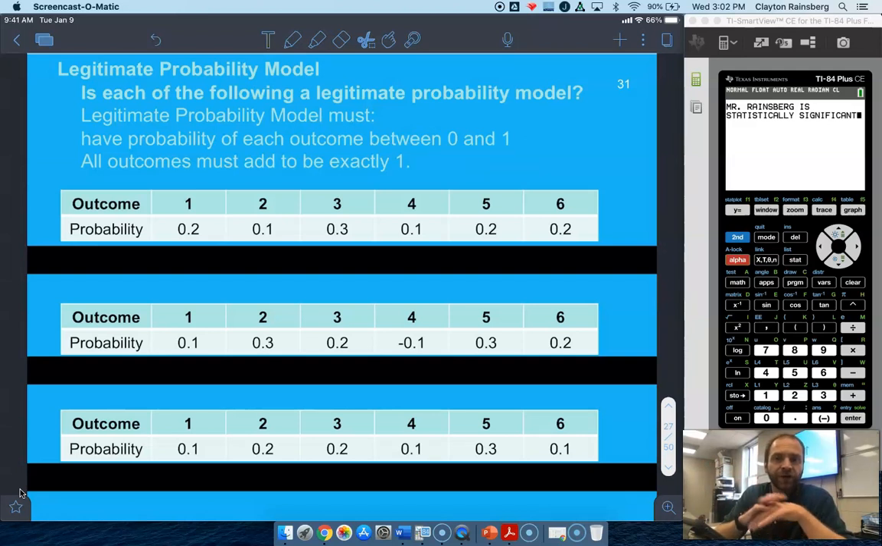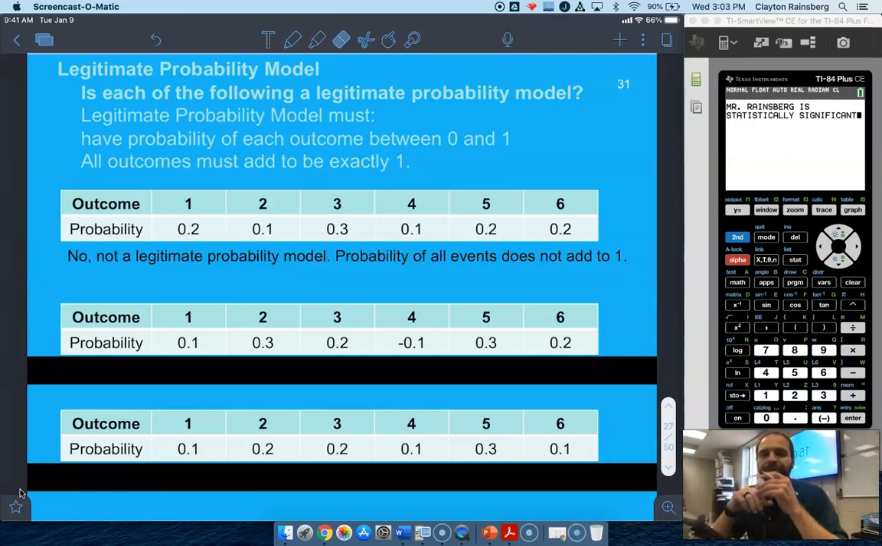I also want to make sure all those probabilities are between 0 and 1. So if I do the latter one first, all those probabilities are between 0 and 1. So that is checked off. Do they add to 1? Well, if I do the mental math first, I think this adds to 1.1. So I look at it. This is not a legitimate probability model. You can't just say no, you have to explain why. And the reason why is they do not add up to 1.